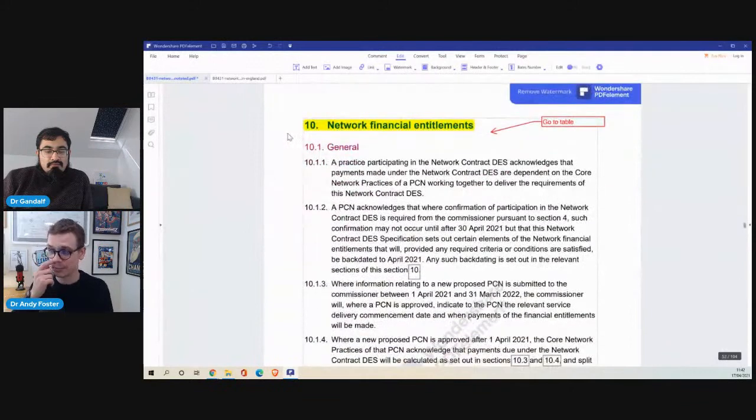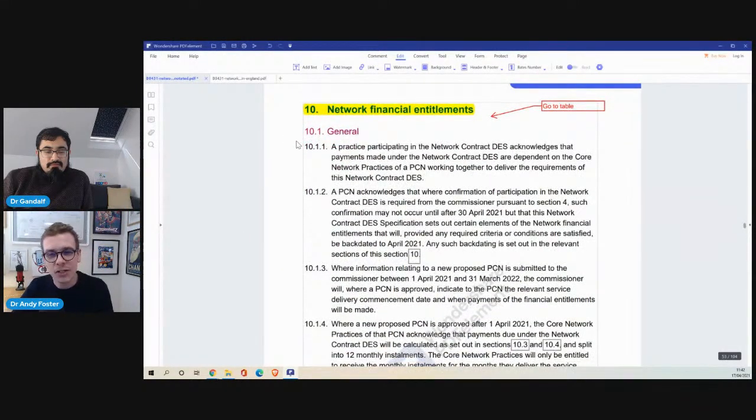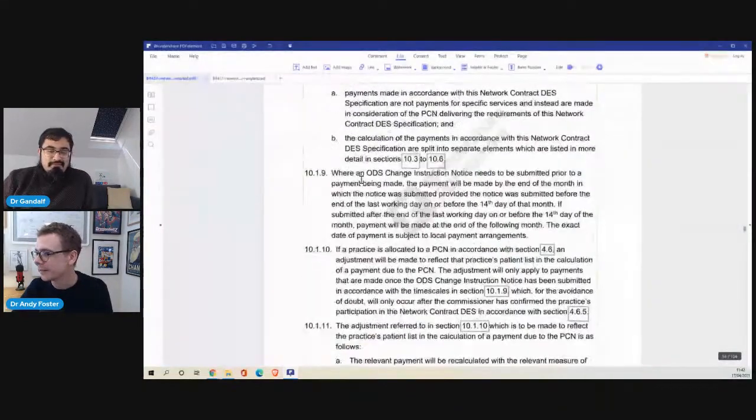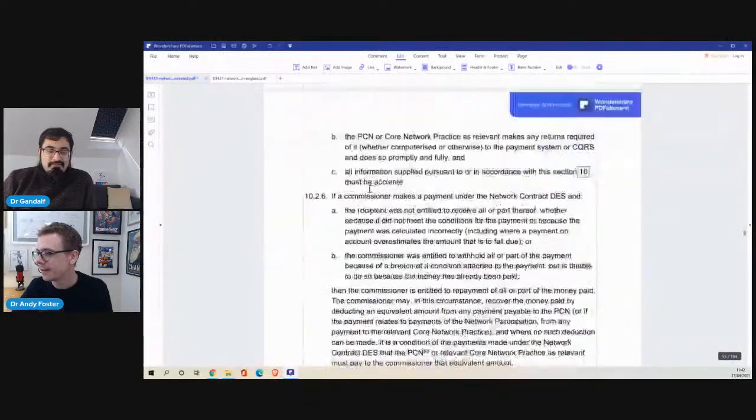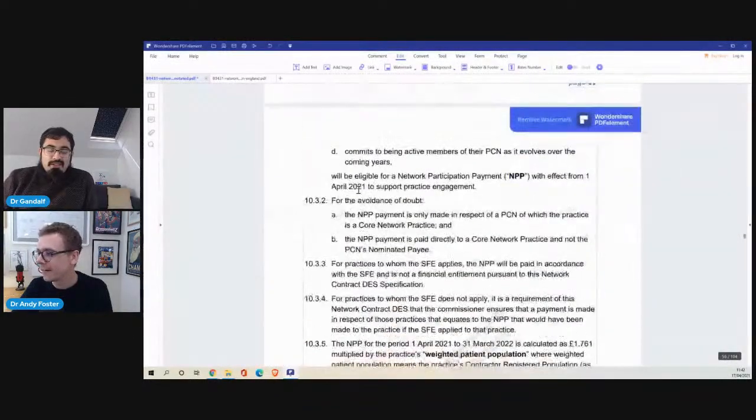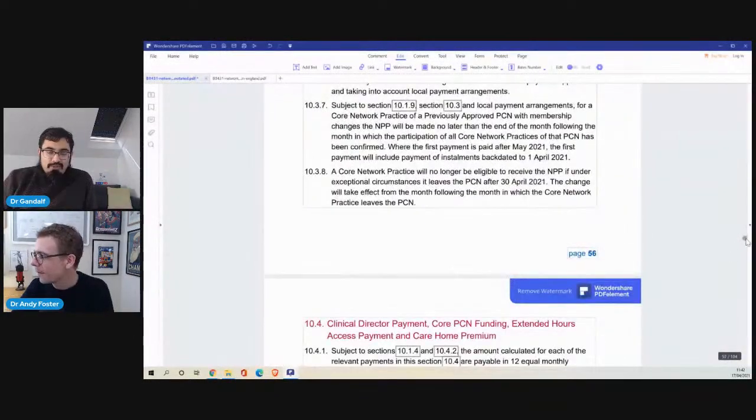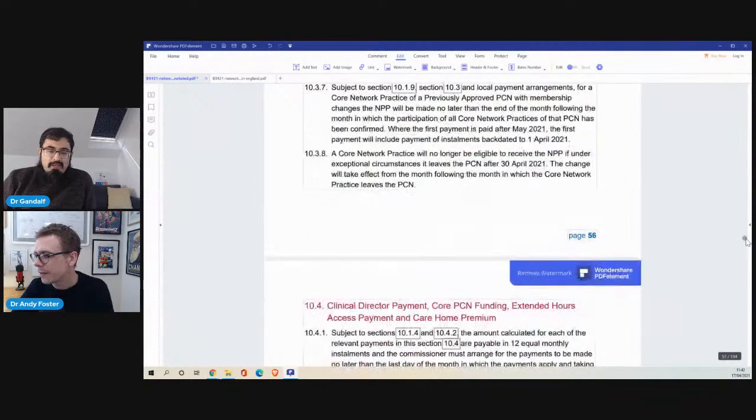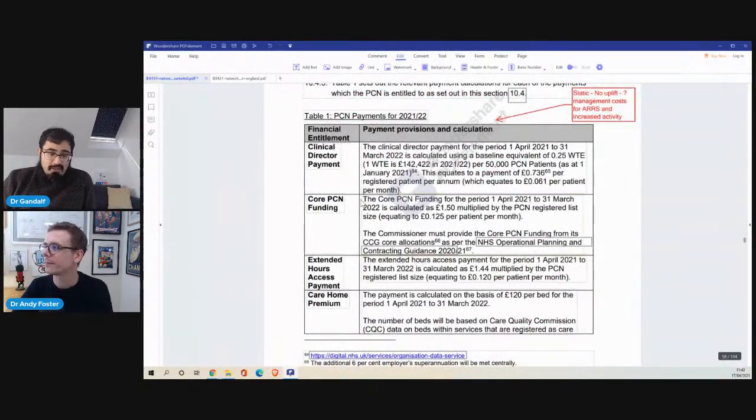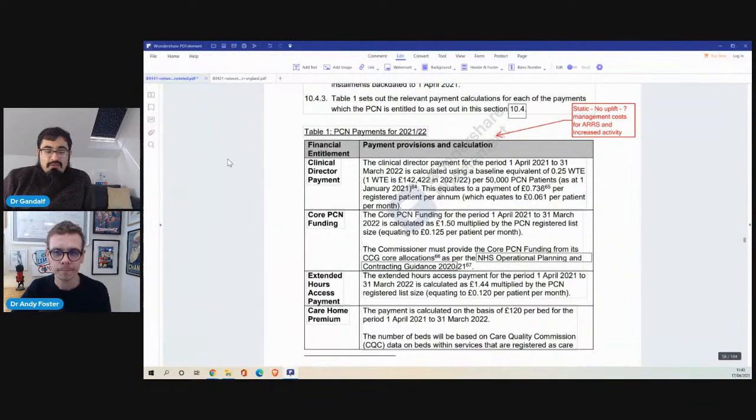So financial entitlements is number 10. I've got a little note here to skip straight to the table, so let's do that. The table outlines the various different payments that the networks are entitled to, both from a practice perspective as well as from the network perspective. So it mentions various different parts.